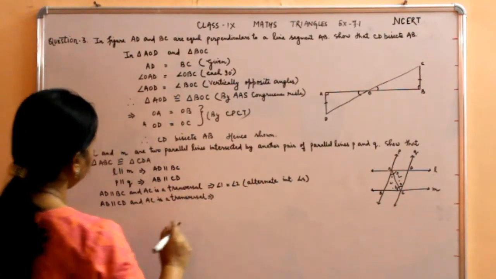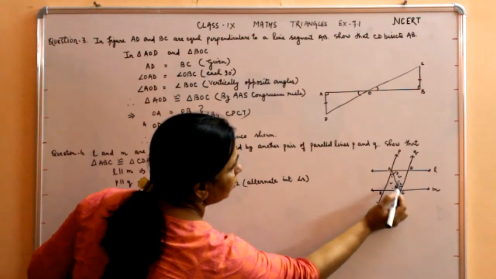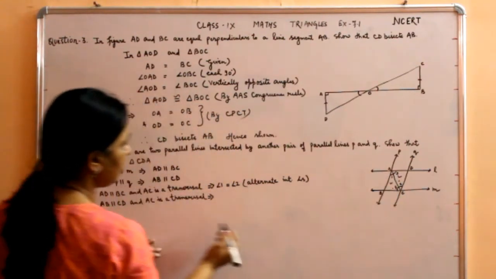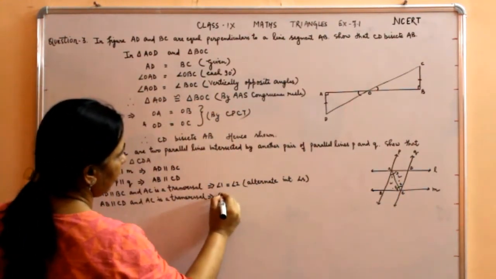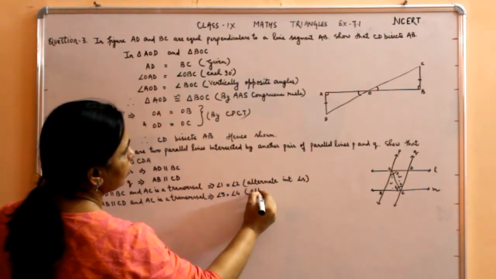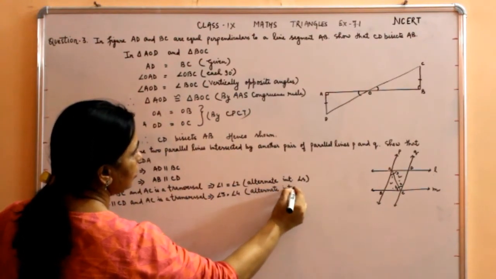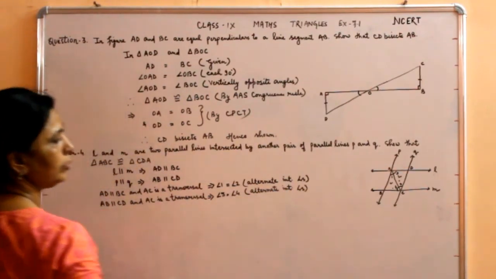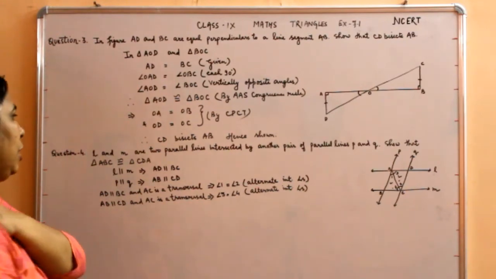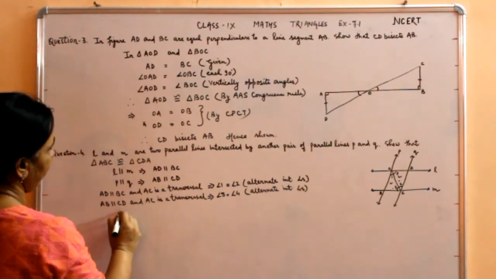Okay. Now coming to second thing, that is AB is parallel to CD and AC is transversal. That means this angle 3 is equal to angle 4. Why? Because these two are also alternate interior angles. Okay students? Now we'll consider these two triangles जिन्हें हमें congruent prove करना है.